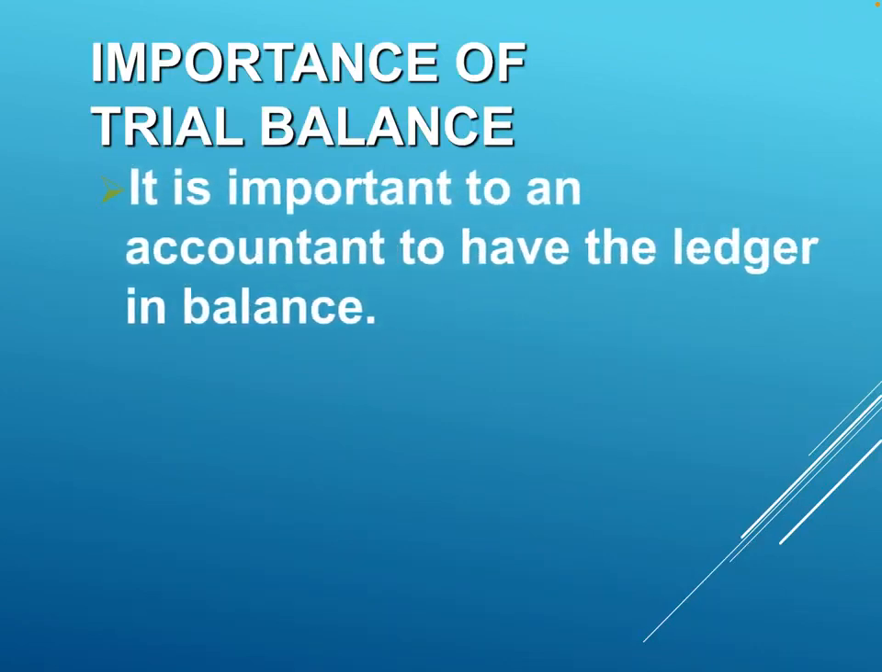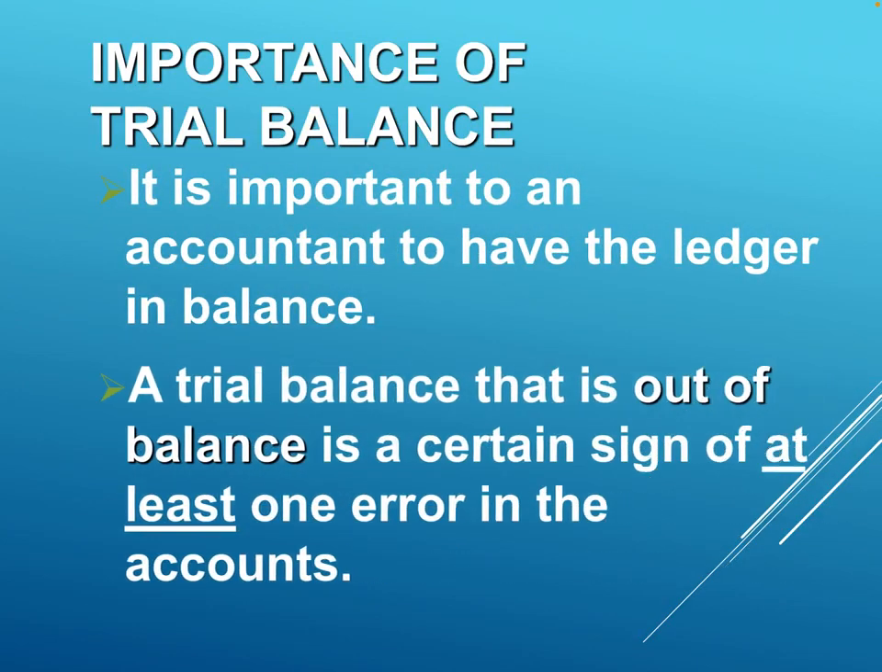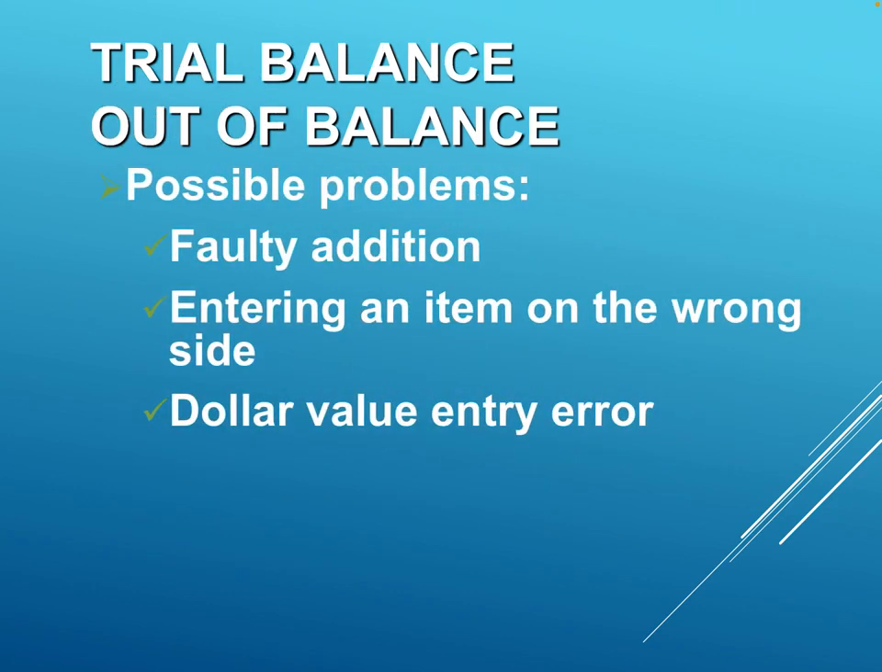Now, it's important to have the ledger in balance. If a trial balance is out of balance, there is at least one error in the accounts. There can be more than one error, but you have at least one error. What do you do if it's out of balance? This is when a lot of my students, if they're doing it manually, get very frustrated very quickly because they know they made a mistake, but they have to find it now. And that's often the hard part.